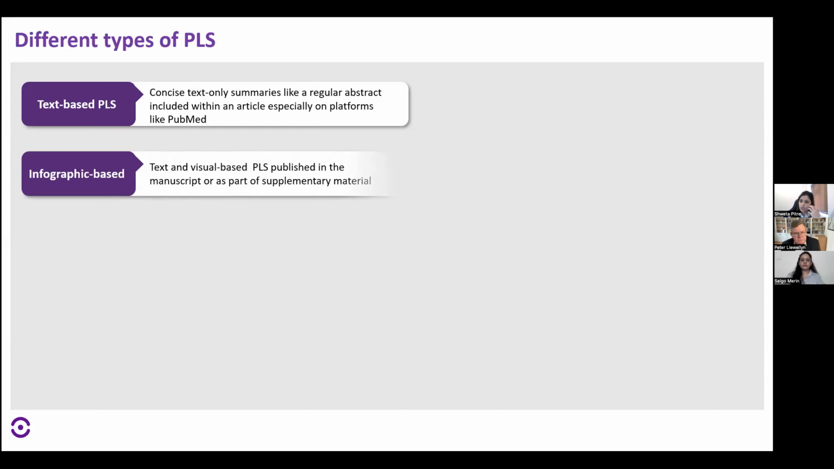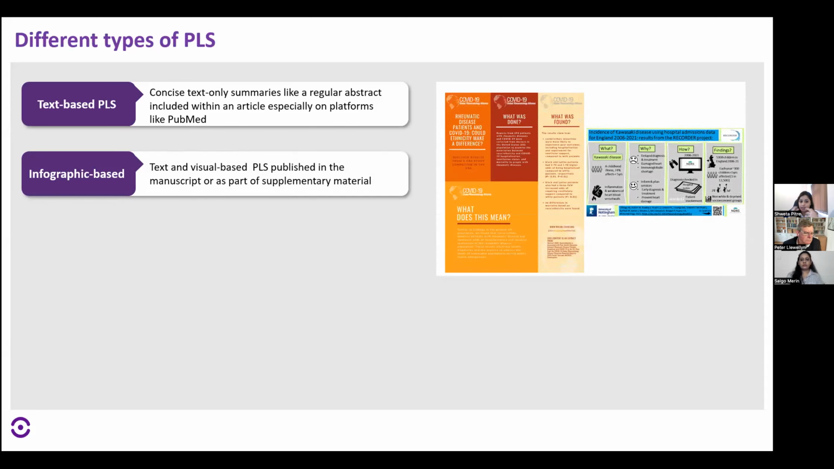Then you have a longer version called the infographic-based PLS. You would see something like this a lot, and a lot of these were floating around during COVID. These infographic-based plain language summaries give a lot of information. This could be a part of the manuscript, like a graphical abstract, or it could also be supplementary material.